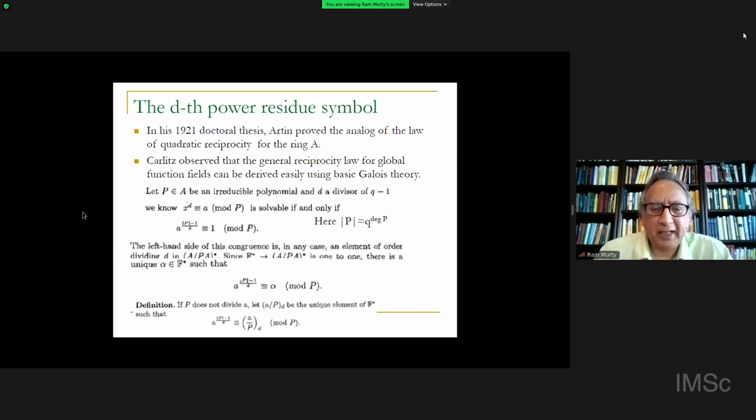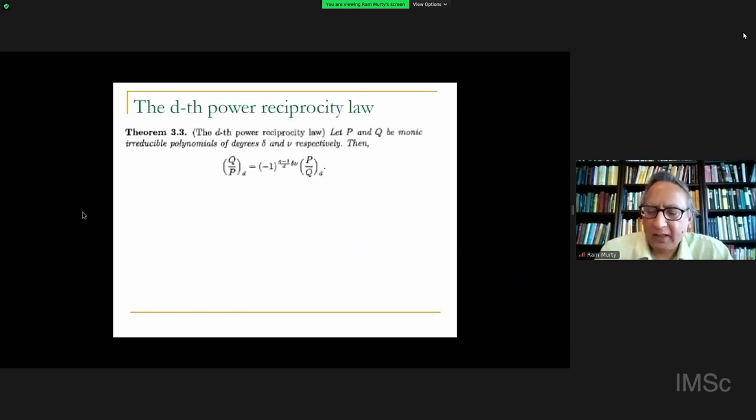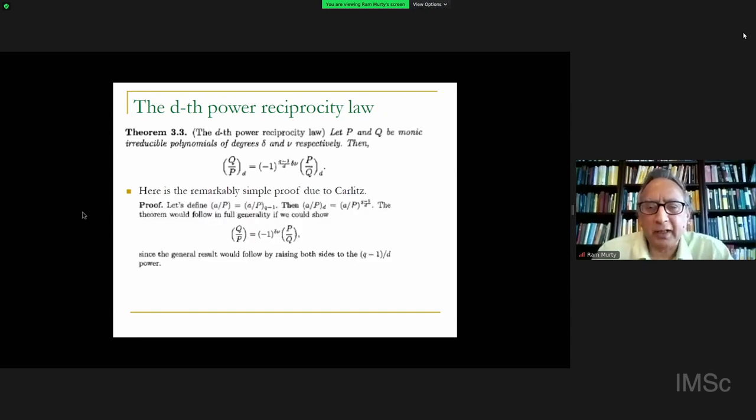So now that I've defined the dth power residue symbol, we'd like to know if there's a reciprocity law. And the answer is yes. Suppose P and Q are irreducible polynomials of degree delta and nu. Then the dth power residue symbol of Q over P is equal to P over Q, modulo this plus or minus sign, which is given by this factor.